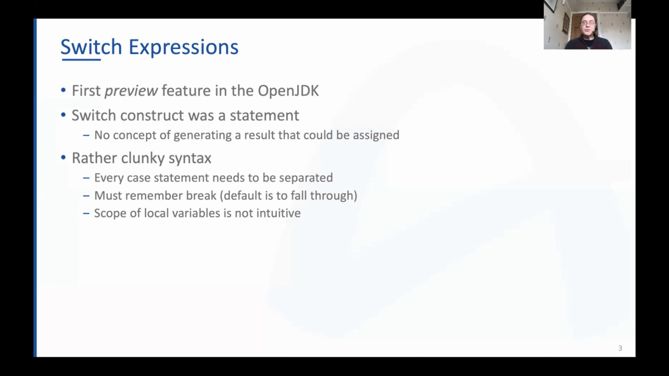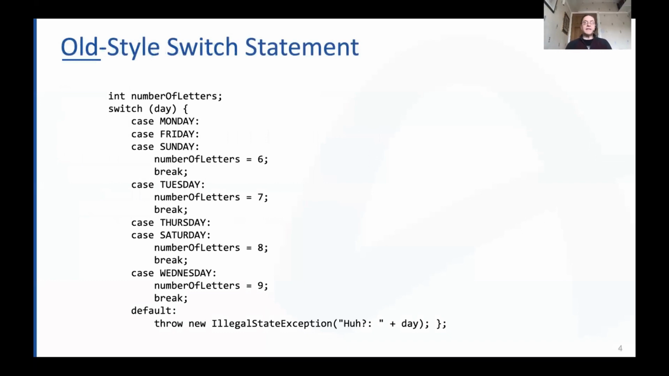Also, the scope of local variables is not always intuitive when you use them within a case statement. So this was the rationale behind this. They wanted to improve this. If we look at how we typically use a switch statement, this is a very typical kind of example. What we're doing here is taking one variable, day, we're going to switch on that, and then we want to assign a value to another variable, number of letters, based on which day it is.